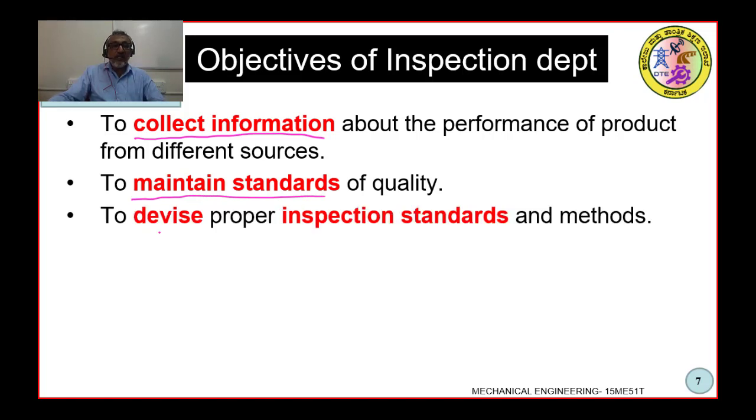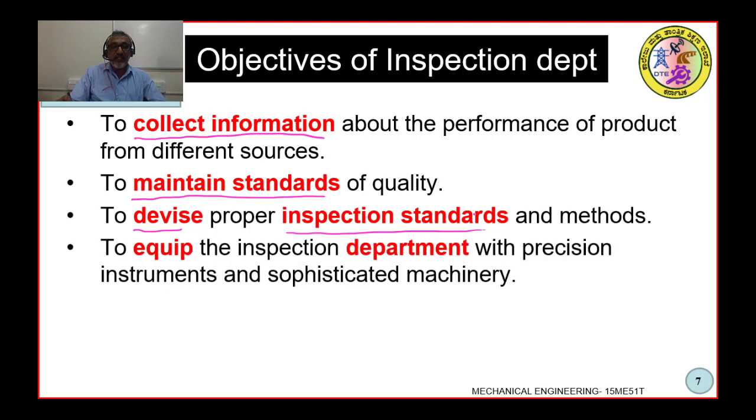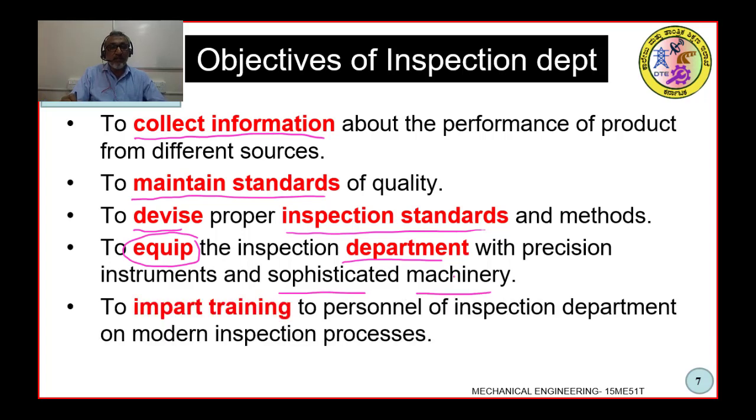And for inspecting, the inspection work involves devising the proper inspection standards. So what are the standards against which we have to conduct the inspection? And inspection is a very sophisticated work. We need complicated machines, equipment. We need sophisticated instruments. So equipping the inspection department with all those sophisticated machinery is another objective of the inspection department.